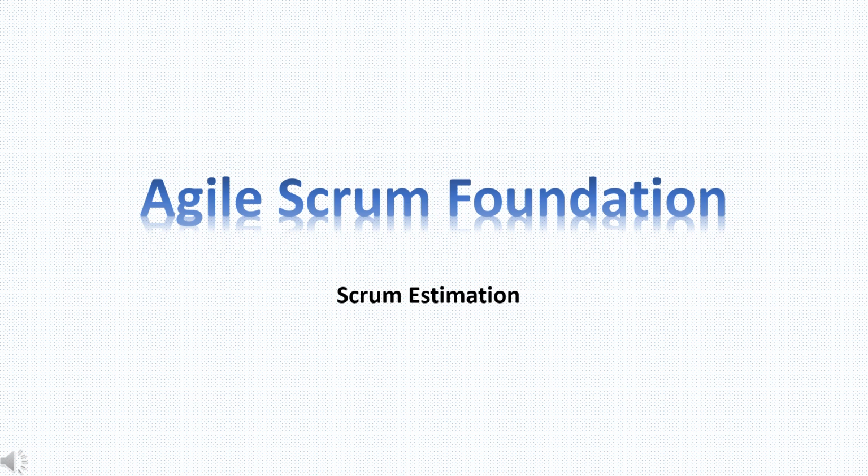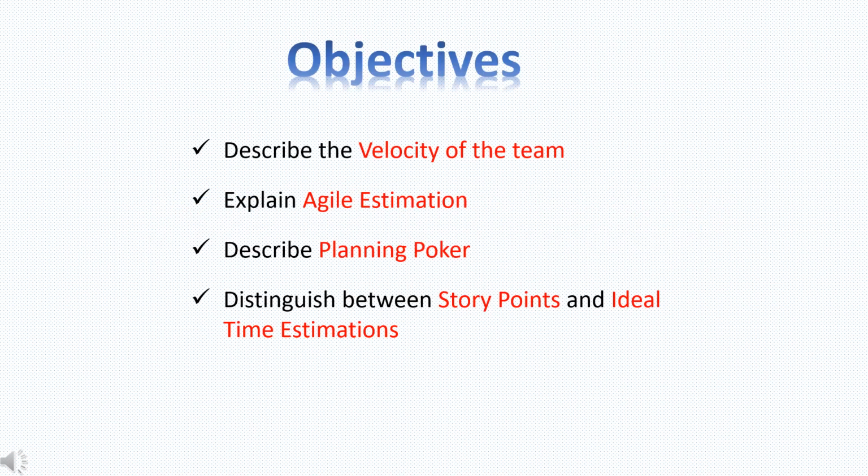Let's start Scrum Estimation. Once you complete this video, you will be able to describe what the velocity of the team is, explain estimations including the difference between blind estimations and affinity estimations, describe how planning poker works, and explain the differentiation between story point and idle time.